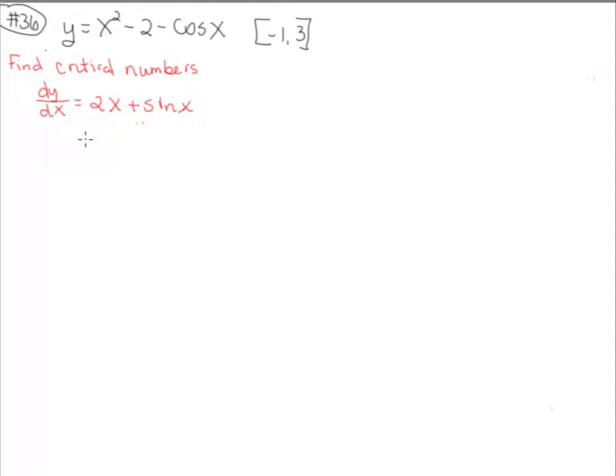Now, to find the critical numbers, we set the derivative equal to 0, since we don't have to worry about when it does not exist, because 2x always exists and sine of x always exists for all values of x. So all we have to do is figure out when it's equal to 0. Solving this equation, we end up with negative 2x is equal to sine of x.